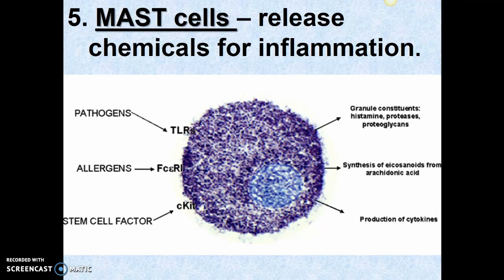They're part of connective tissue. Mast cells release chemicals for inflammation. You'll see this again this spring when we talk about blood.